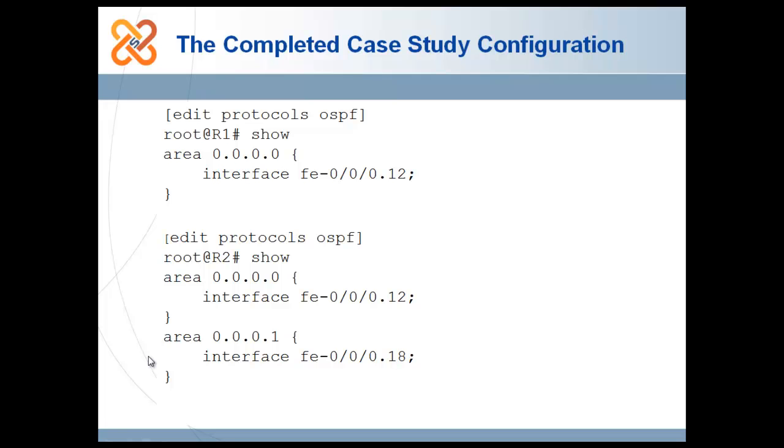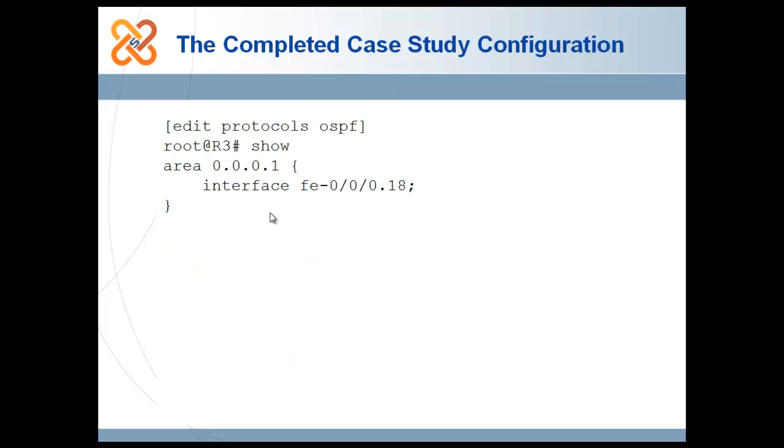So this is the configuration we did on R1. We simply configure interface FE0/0/0.12 under area 0. Similarly, as R2 is working as an ABR, we configure interface FE0/0/0.12 under area 0 and FE0/0/0.18 under area 1. And the configuration for R3, which is configured under area 1, we simply put the FE0/0/0.18 interface under area 1.